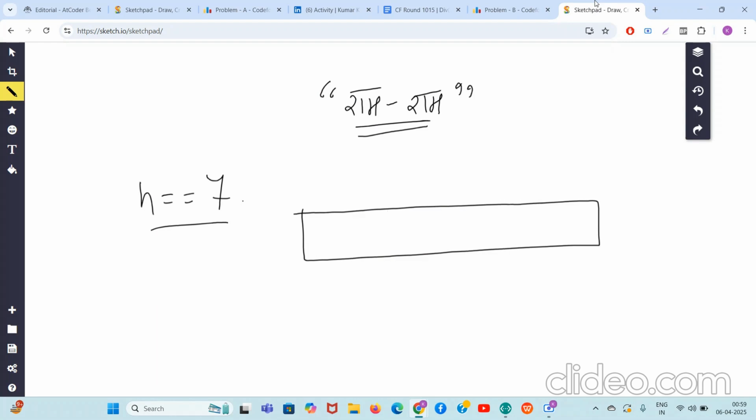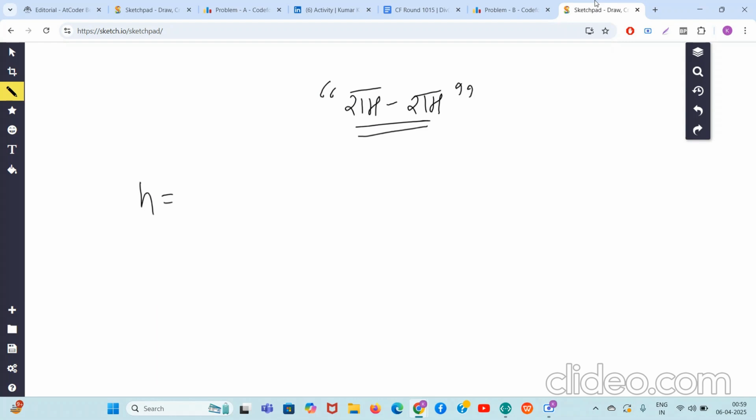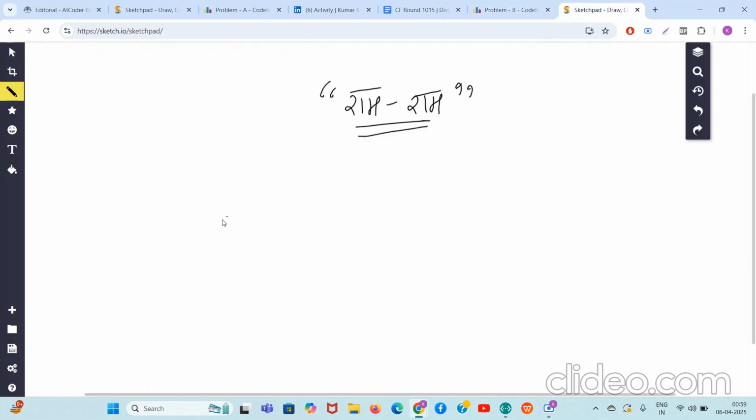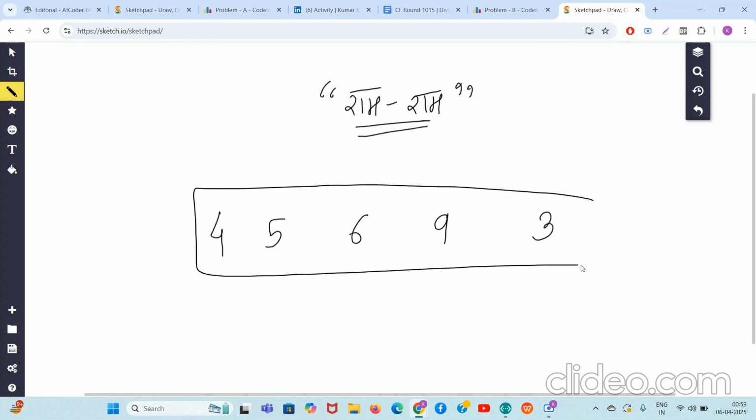If you don't know about GCD, go and Google about it and try to learn about it. So what they're saying is that we are giving you an array. Let's say the array is like 4, 5, 6, 9, 3. So, this is the array given to you.